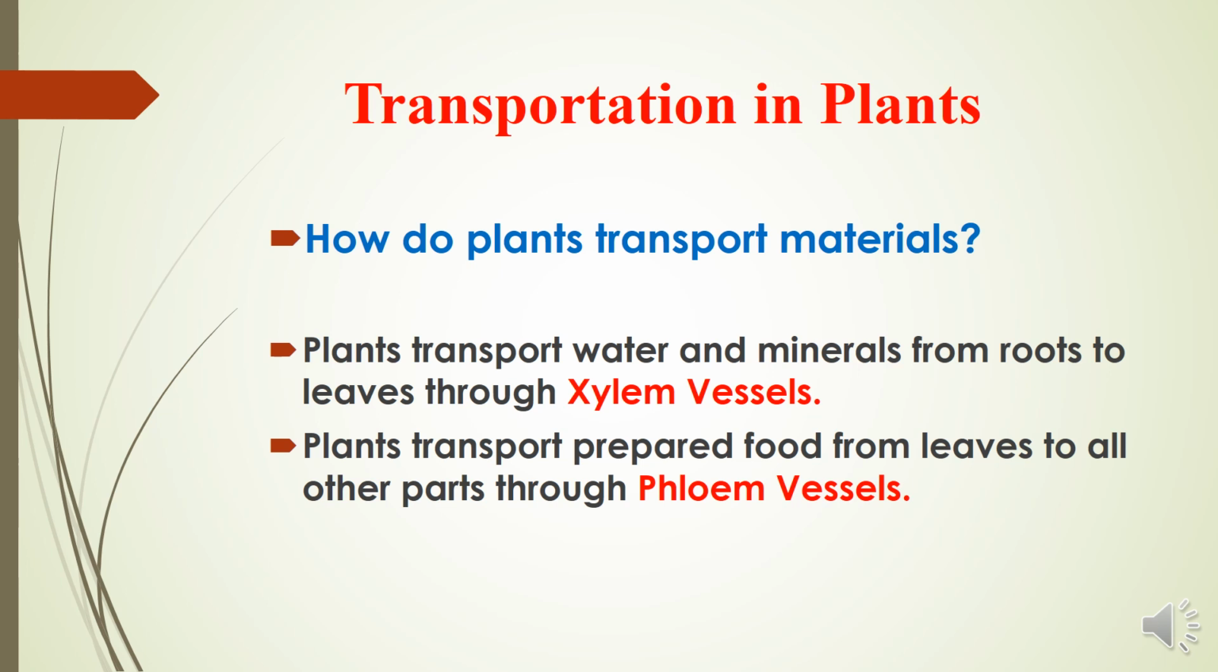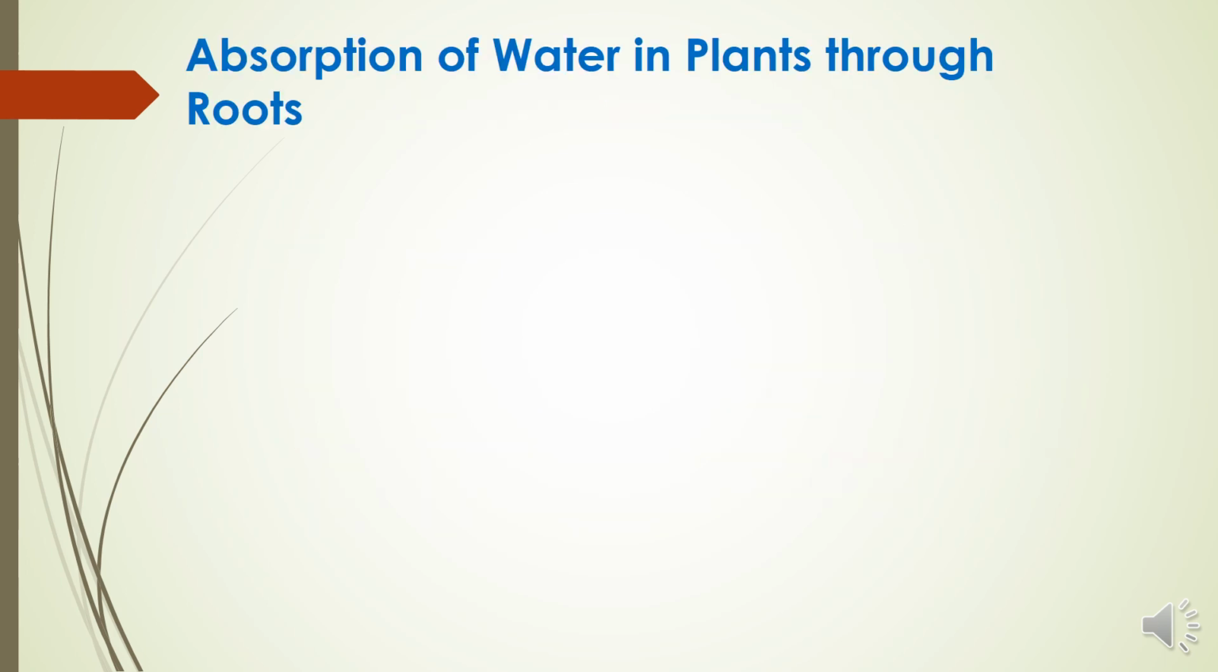The answer to the question is, plants transport water and minerals from roots to leaves through xylem vessels, and phloem transports prepared food from leaves to all other parts. So, absorption of water in plants through roots.